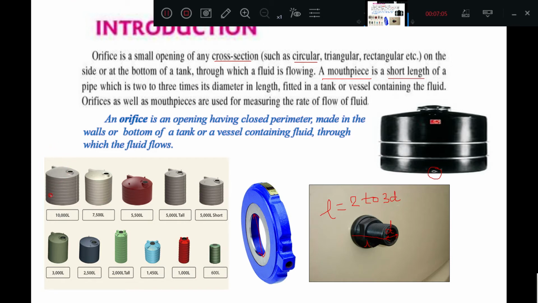Okay, so a 10,000 liter tank or a 7,500 liter tank, like this, various size tanks are available in the market. And at the bottom of the tank, or at the side of the tank, a hole will be provided just to draw the liquid, and that opening is what we call an orifice, and the extension of an orifice is called a mouthpiece. The mouthpiece will have a tube length of 2 to 3 times the diameter of the orifice.